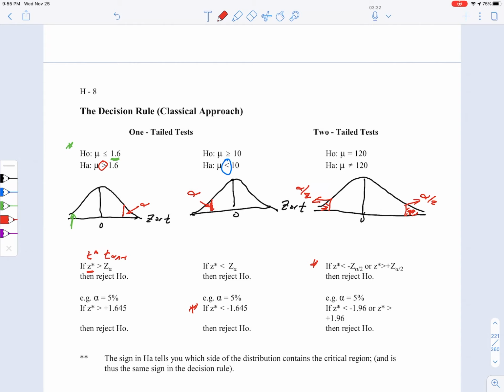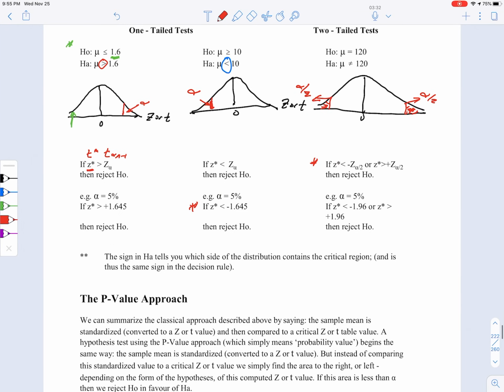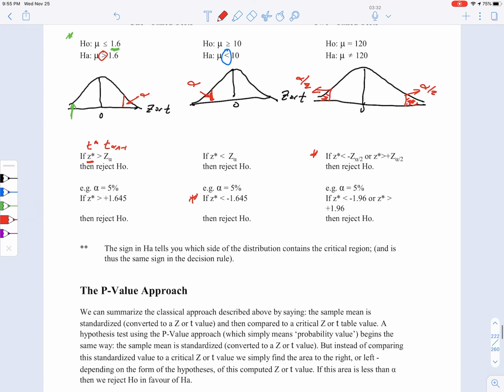then we would say that it's significantly different from the 120. So down here, what we do is we say if your Z star, or again, that could be a T, right, is less than a minus Z alpha over 2, or if it's greater than a positive Z alpha over 2, then it would be way out in the tails there. You would reject H0. So in this particular case, then, we would be using 1.96, which is the Z value associated with 2.5% in the tail.